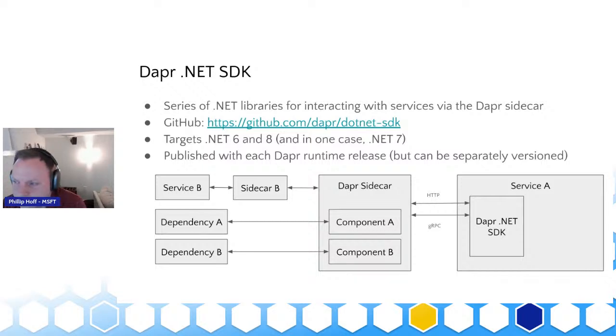At the moment, we target .NET 6 and 8, as those are the LTS versions of .NET currently. .NET 7, there's one case where we specifically target that. I think that's in the workflow library. But of course, you might have noticed that actually went out of support this week. So you can expect that in future versions of the .NET libraries, we'll probably deprecate that specific target.